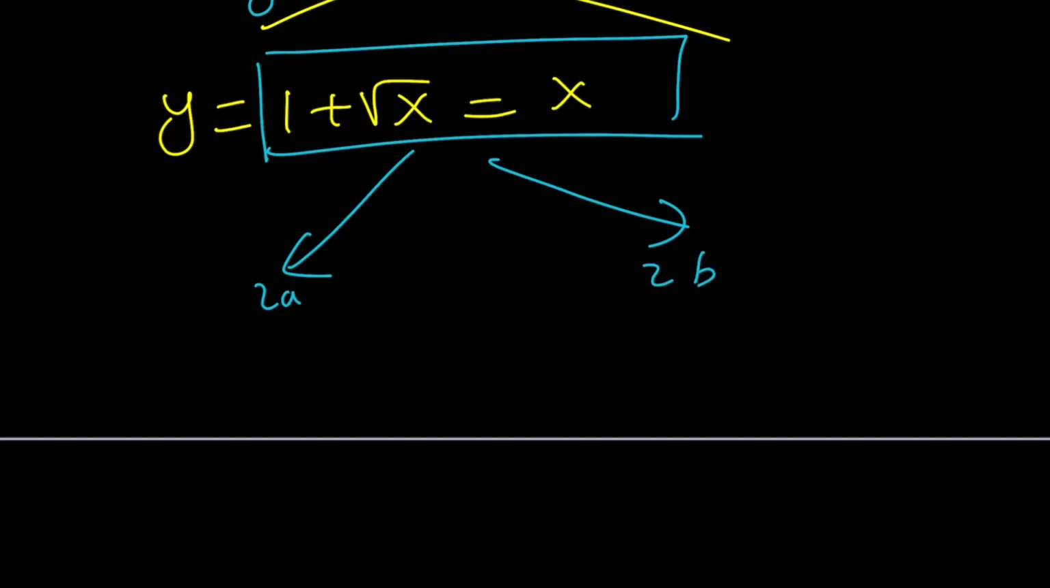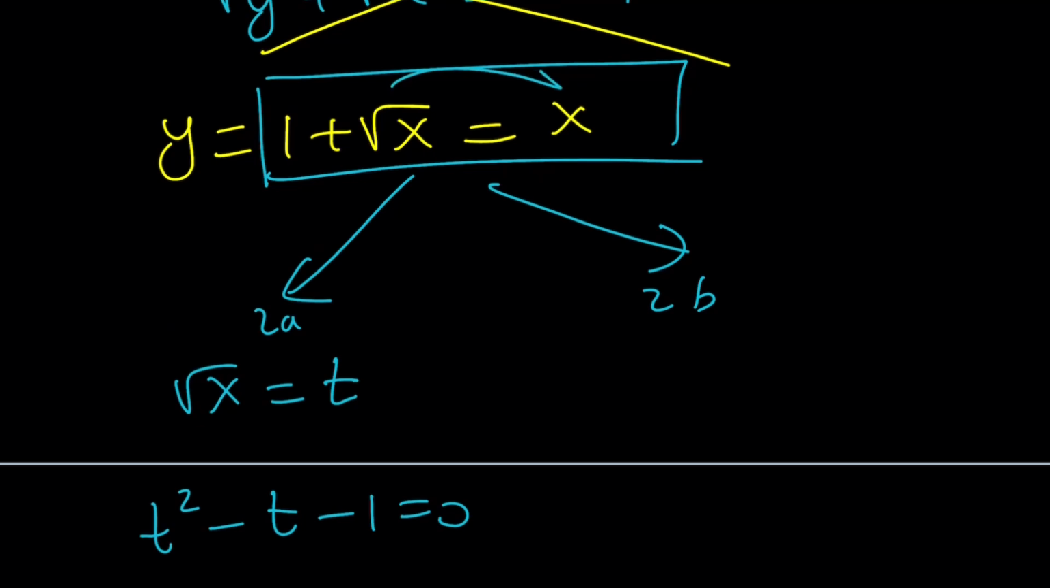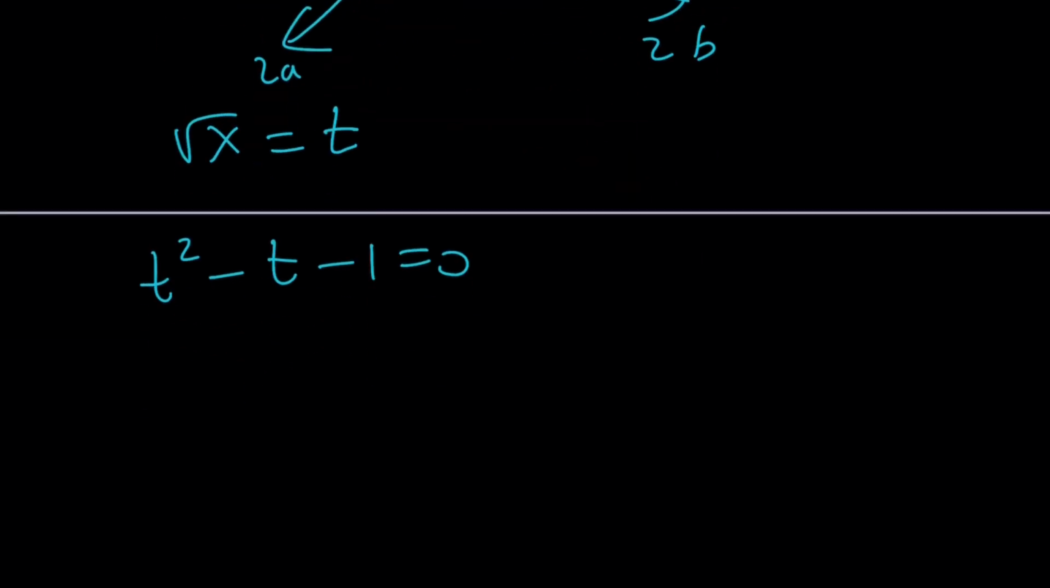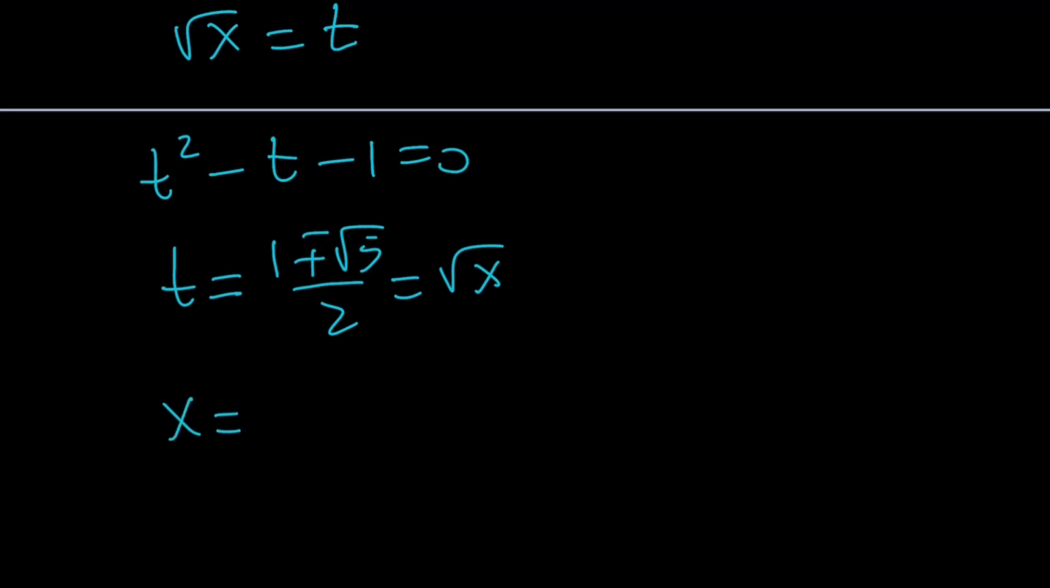Now with 2a, I'm going to do the following. I'm going to set square root of x equal to t, and then write this equation as t squared minus t minus 1 equals 0. Obviously, I put everything on this side. And then this is quadratic. Let's go ahead and solve it and then back substitute. This will be by the formula 1 plus minus root 5 over 2, but t is equal to square root of x, so we must square both sides. And that gives us x equals 3 plus minus root 5 over 2 as before, right?